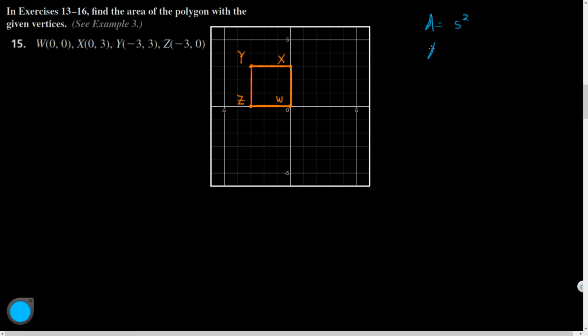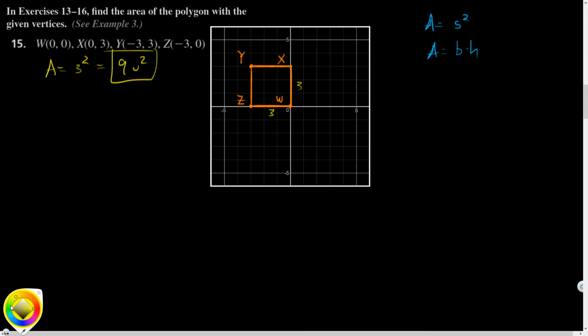S squared, or if I view this as a rectangle, what's the area of a rectangle? Base times height. You guys are good. And these ones are horizontally read. You can see that's 3, that's 3. So the area is just going to equal 3 squared, which is 9 units squared right there.